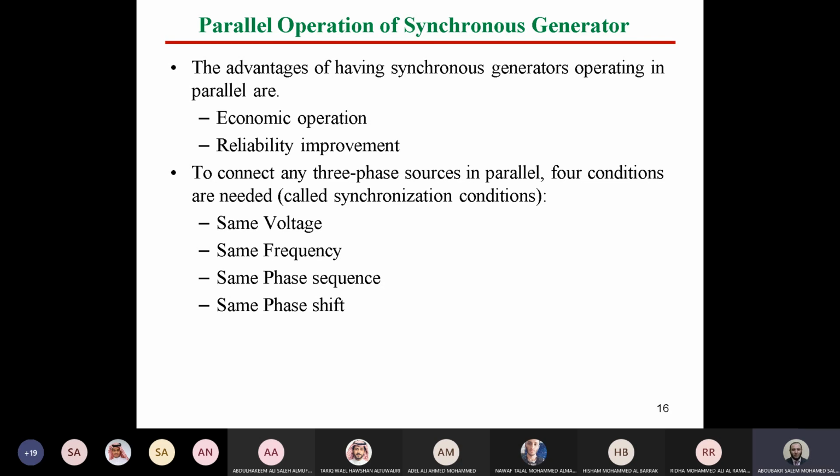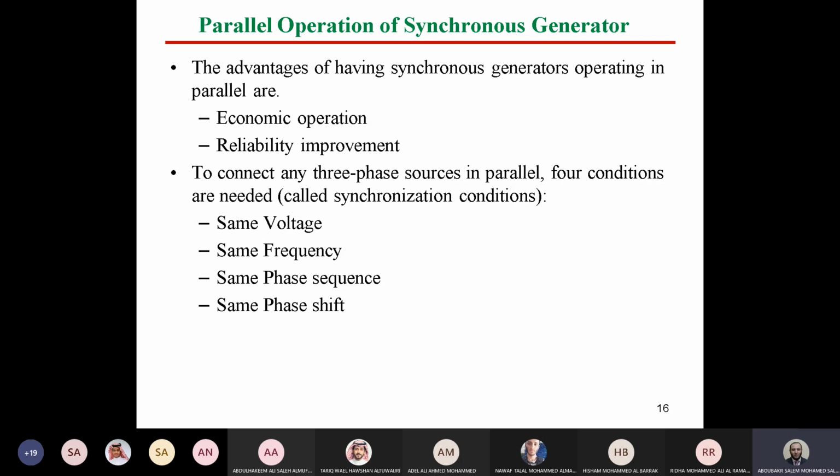So the advantages of having synchronous generators operating in parallel are economic operation. Economic means we may have one of the generators working at a certain rate, and it consumes little fuel compared to the other one. So we can make energy management between the two parallel generators in order to select the one which will give us lower consumption. So for the economic aspect, it's very important to operate generators in parallel, and also for reliability as well as stability improvement of the power grid.